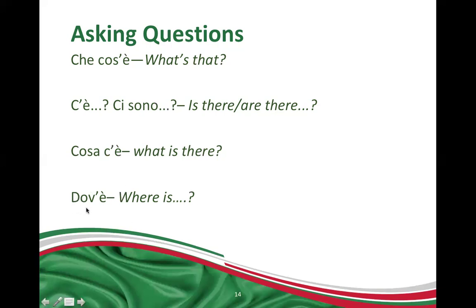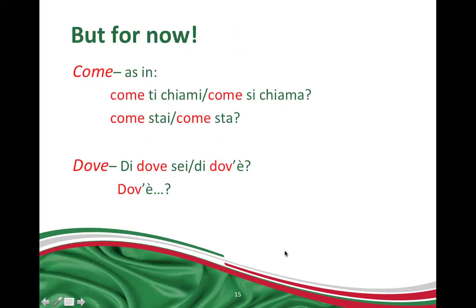You can also contract dove with is. Dove, where is. Dove il bagno? One of the most important tourist questions. Where is the bathroom? But you'll note that we saw this as well. Di dove, of where is, and it's di dove lei, of where is she? But I mean, where are you? Or of where are you? Again, if the grammar is a little much, don't worry about it. Just learn the questions as we go on, and eventually exactly what's going on with those will become more clear.